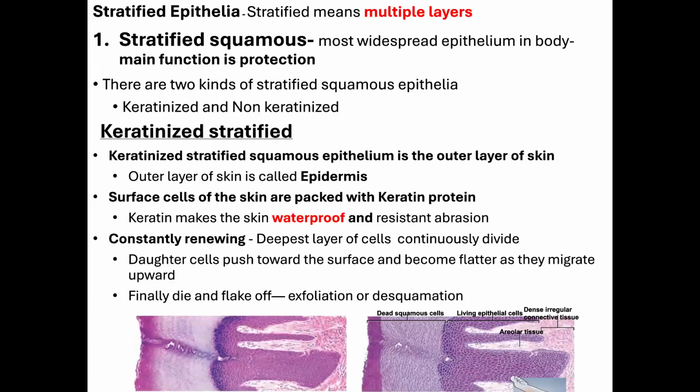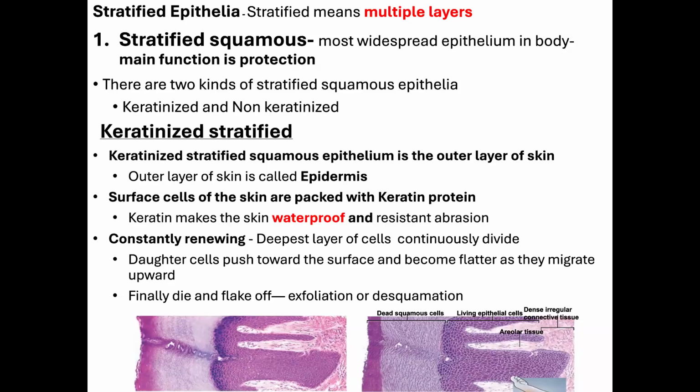So now we're going to talk about the stratified epithelium. We said stratified means multiple layers. And this epithelium, called stratified squamous epithelium, is the most common epithelium in the body. And the main function is protection. Now, the stratified squamous epithelium is of two flavors. There is a keratinized and there is a non-keratinized.